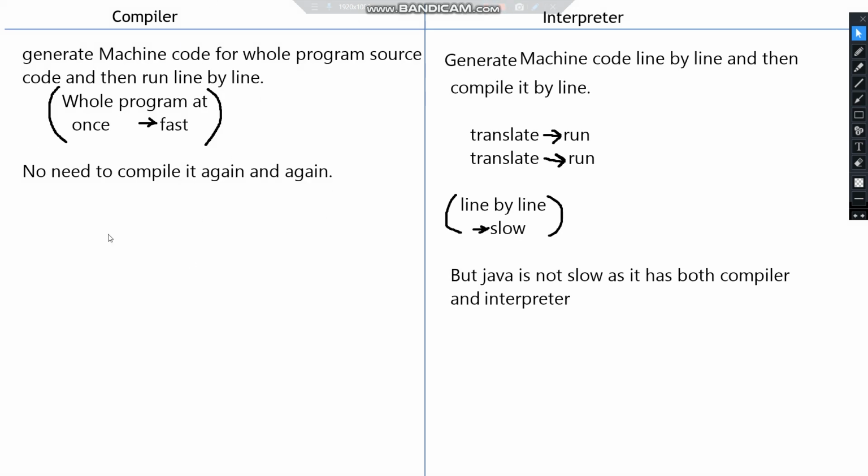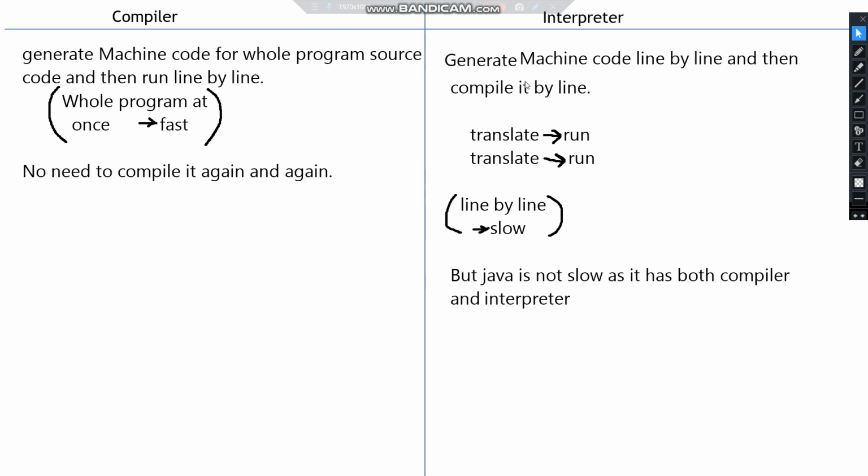If we look at a compiler, it generates machine code for the whole program source code and then runs it. As it generates the machine code for the whole program, it is fast, so we do not need to compile it again and again.